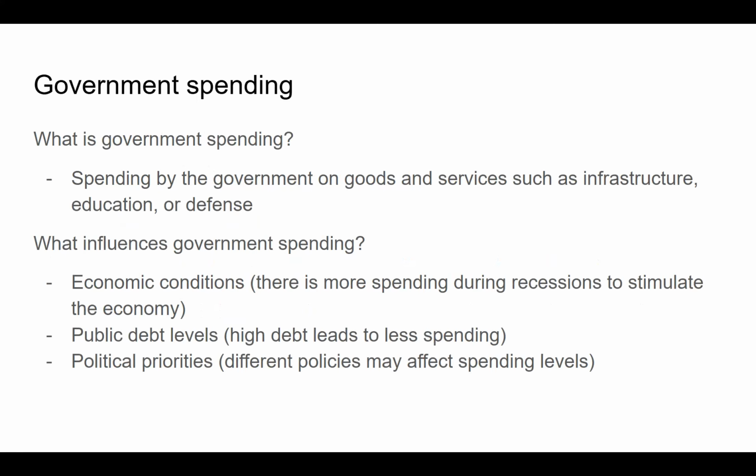And for the third component of aggregate expenditure, we have government spending, which is spending on goods and services by the government that improve infrastructure, education, defense, and some other things. Now, what influences government spending? Government spending can be influenced by economic conditions such as recessions and booms, public debt levels, because high debt would lead to less spending, and political priorities for whoever's elected into office, as the policies they make could affect spending levels.